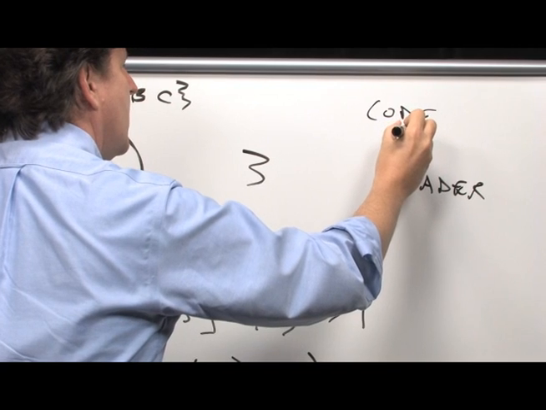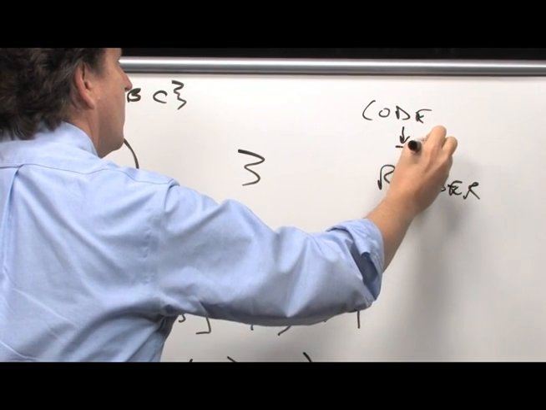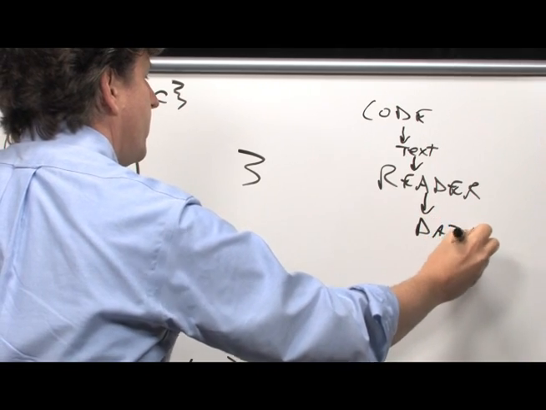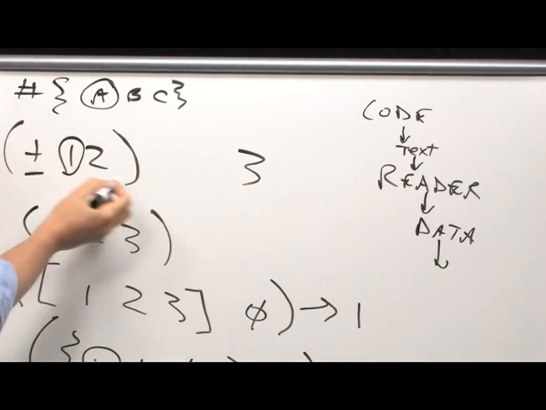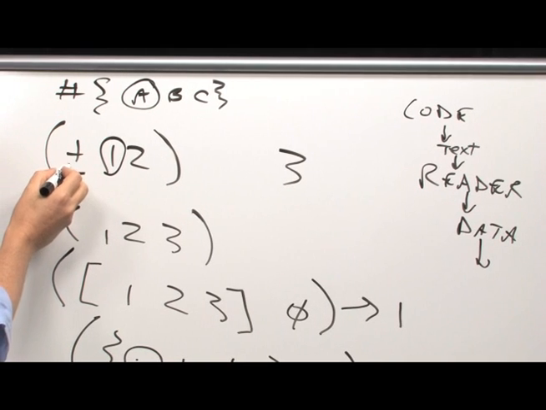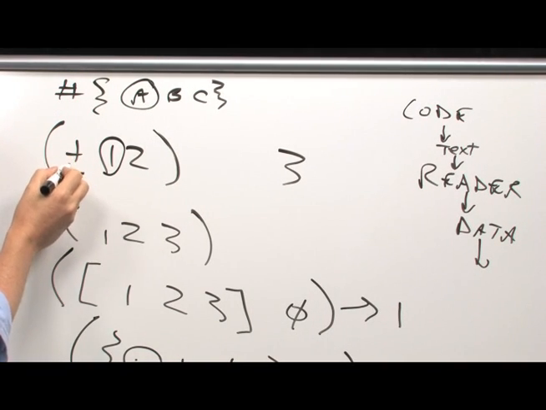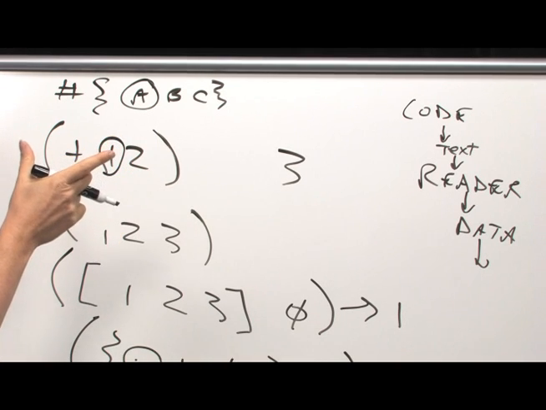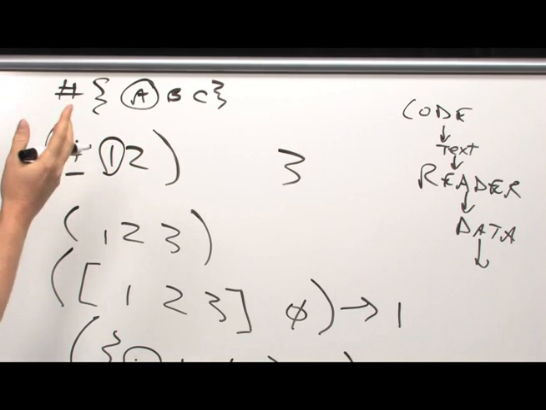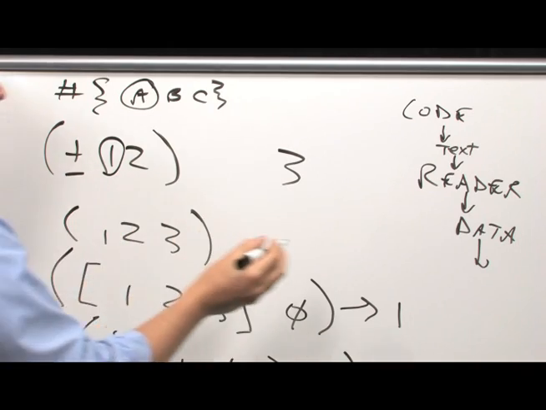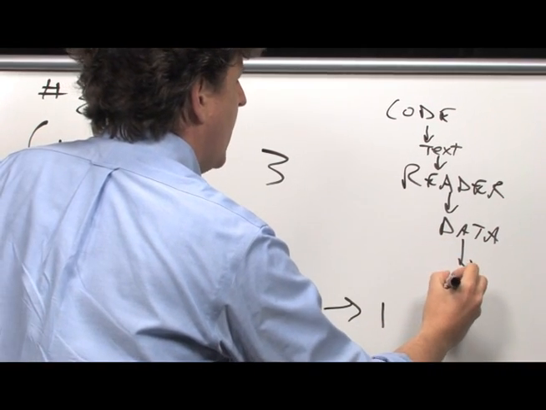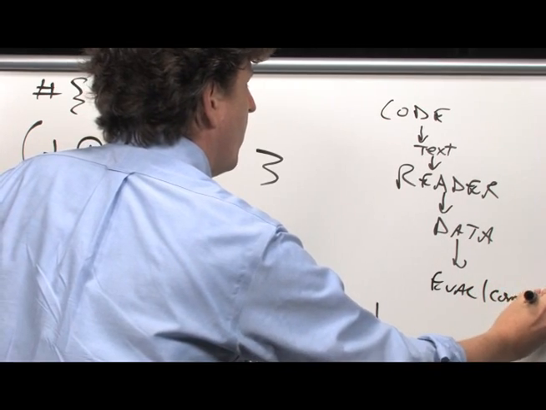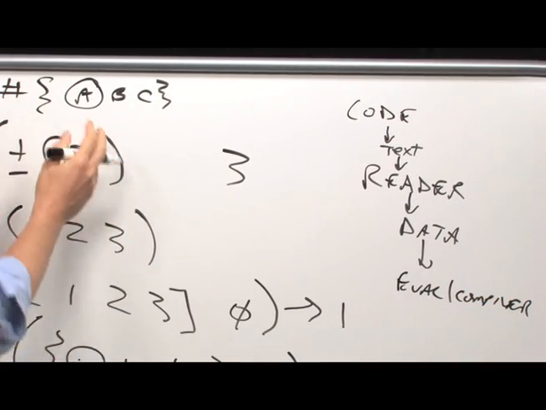And the source code is text. What the reader outputs is data. So the reader will read this and will read the symbol plus a list: the symbol plus the number 1 and the number 2. And that's what the reader will produce, an in-memory data structure of that list. And that data structure is then passed to the evaluator or the compiler, which will maybe do something about it.